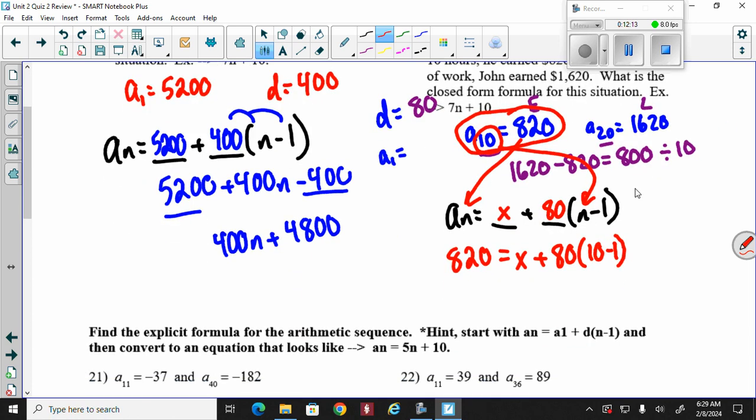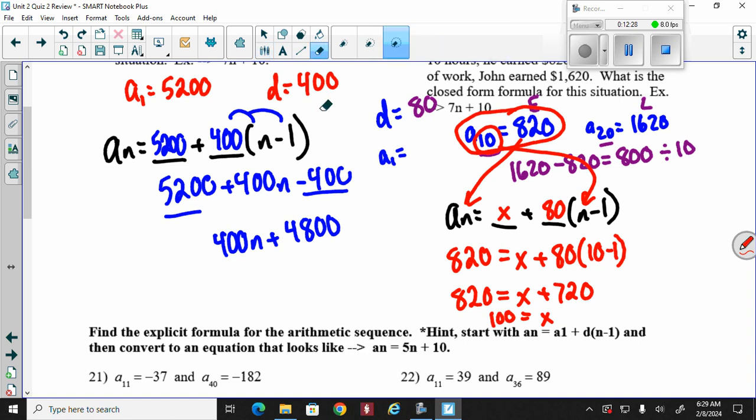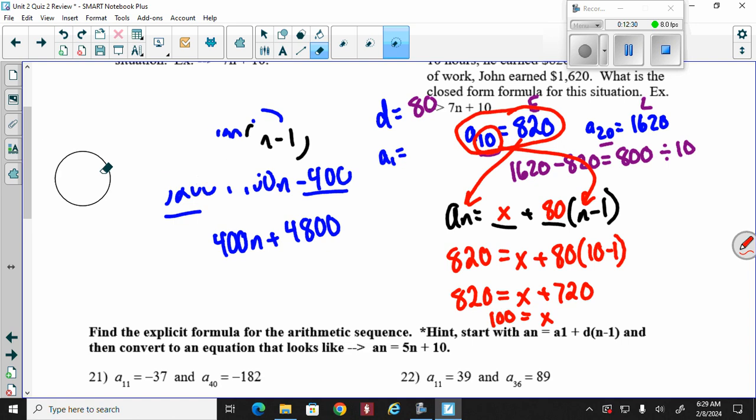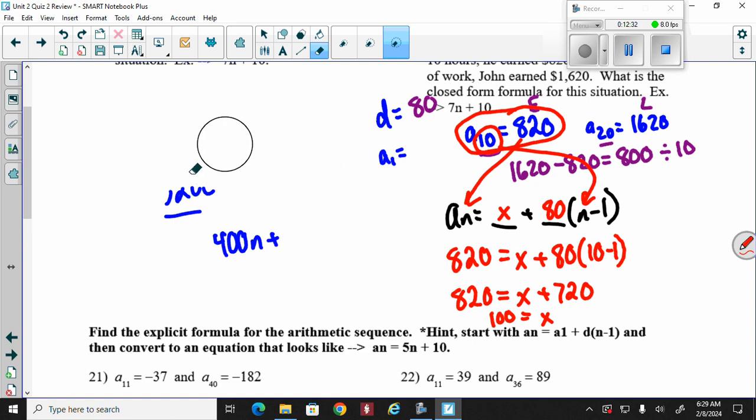All right, and I'm just going to use algebra to solve. 820 is equal to x plus, this ends up being 720. All right, so my first term ends up being 100. So now that my first term ends up being 100, I'm going to clean all this up here. So my first term ends up being 100, I believe. Yes, I'm going to go with that.